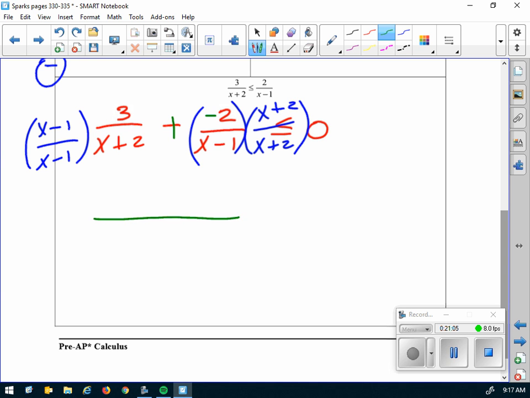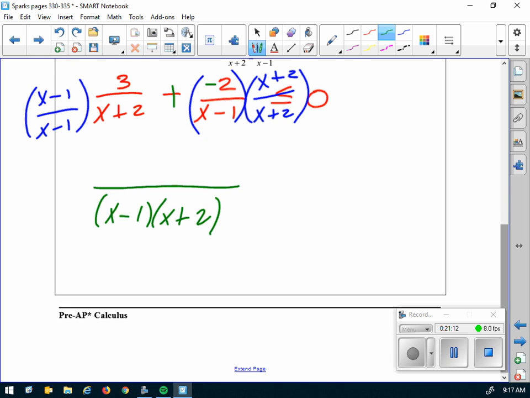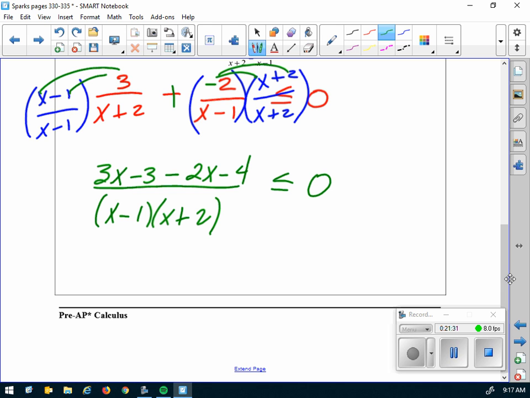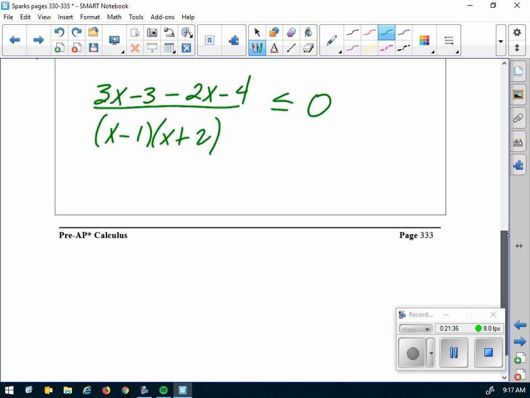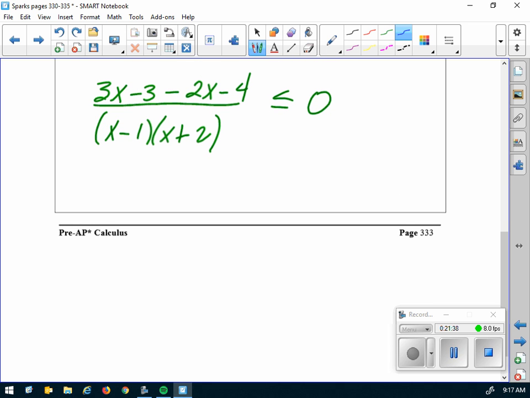All right, common denominator is x minus 1 times x plus 2. What's my first numerator now? 3x minus 3. So what have we got? x minus 7?